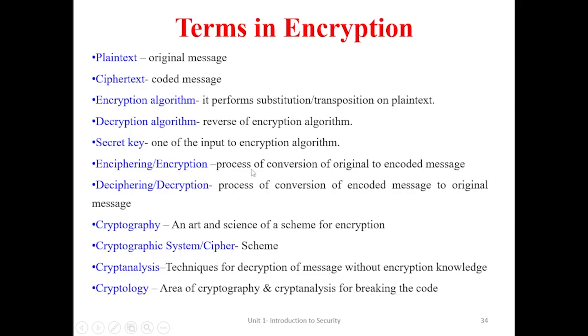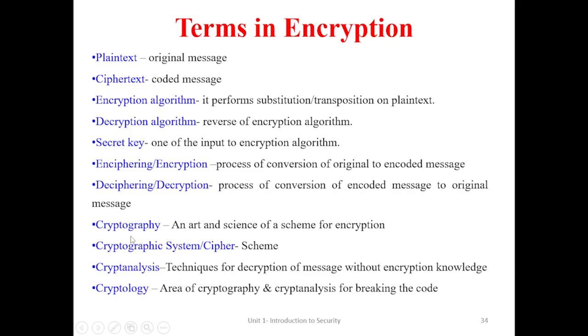Encryption means the process of conversion of an original message into an encoded message. It is also said to be the process of conversion of plain text to ciphertext. Deciphering is also termed decryption. It is the reverse process of encryption, which means the conversion of ciphertext to plain text, otherwise the conversion of an encoded message into the original message. These are all the terms used in a generalized security model.